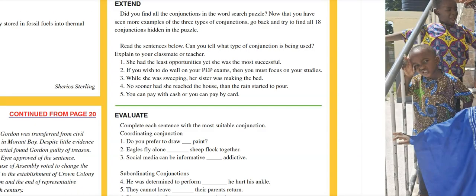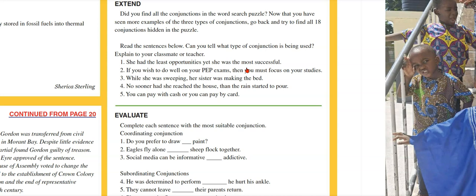Did you find all the conjunctions in the word search puzzle? Now that you have seen more examples of the 3 types of conjunctions, go back and try to find all 18 conjunctions hidden in the puzzle. Read the sentences below. Can you tell what type of conjunction is being used? Explain to your classmate or teacher. 1. She had the least opportunities, yet she was the most successful. So yet.